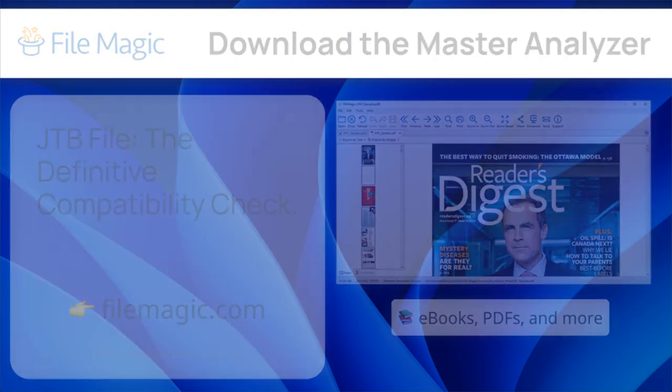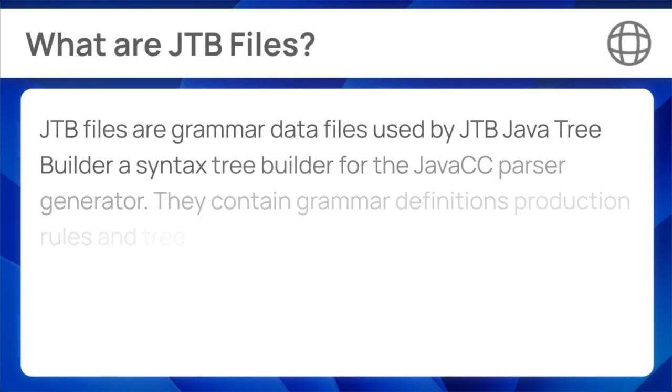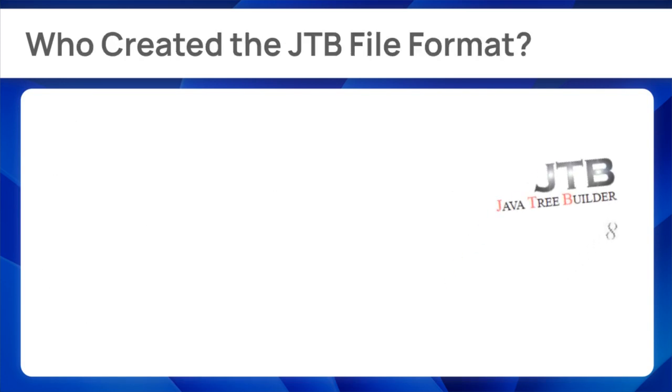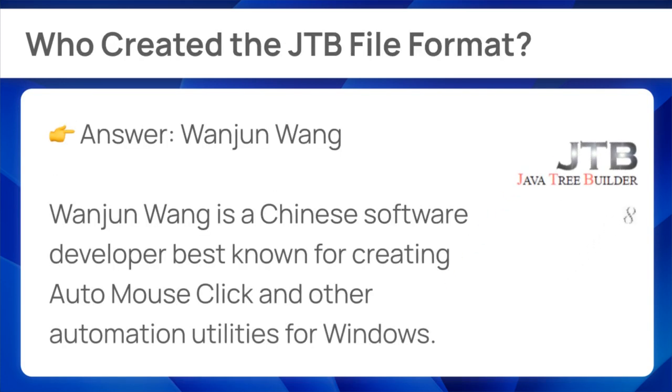JTB files are grammar data files used by JTB, the Java Tree Builder, a syntax tree builder for the JavaCC parser generator. They contain grammar definitions, production rules, and tree node specifications used to automatically generate syntax tree classes from JavaCC grammars for compiler and language tool development.